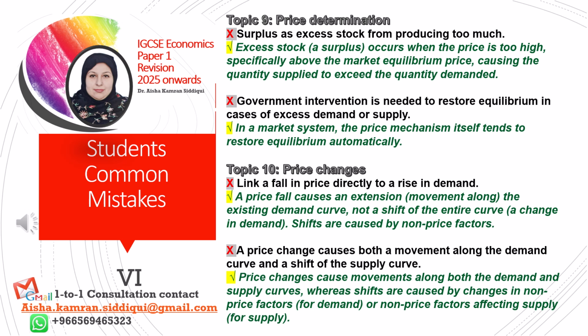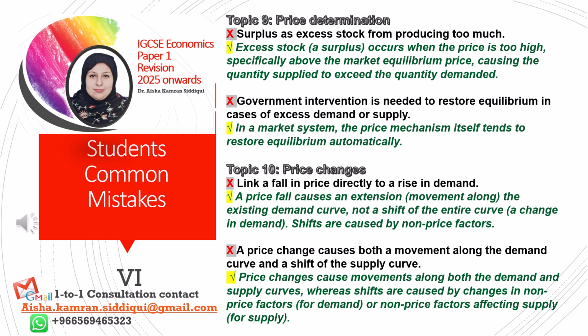In this slide, we will be covering topic number 9 and topic number 10. Let's begin with price determination. Here, students mistake surplus as excess stock from producing too much, whereas a surplus occurs when the price is too high, specifically above the market equilibrium price, causing the quantity supplied to exceed the quantity demanded.